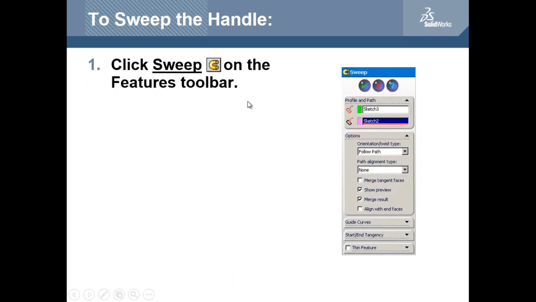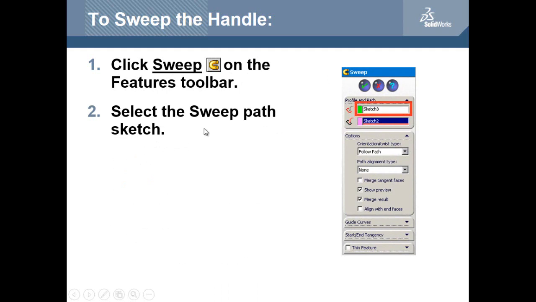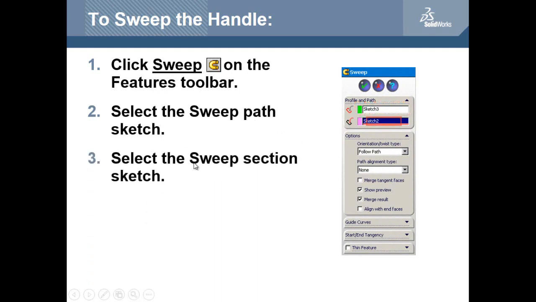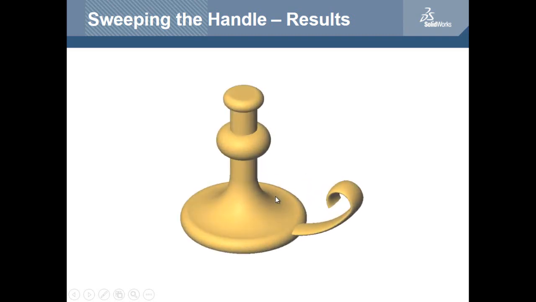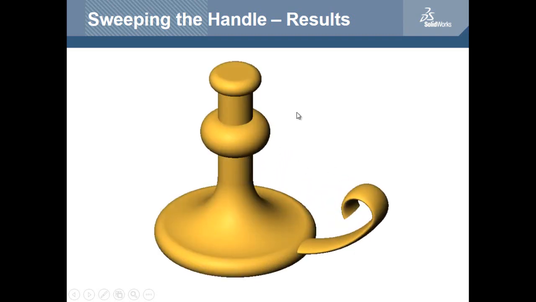Then you click the sweep on the feature. You have your ellipse, and then you have your line. Select the sweep path sketch. That's the line, the arcs. Select the sweep section sketch. That's the ellipse. Click OK, and you're done.